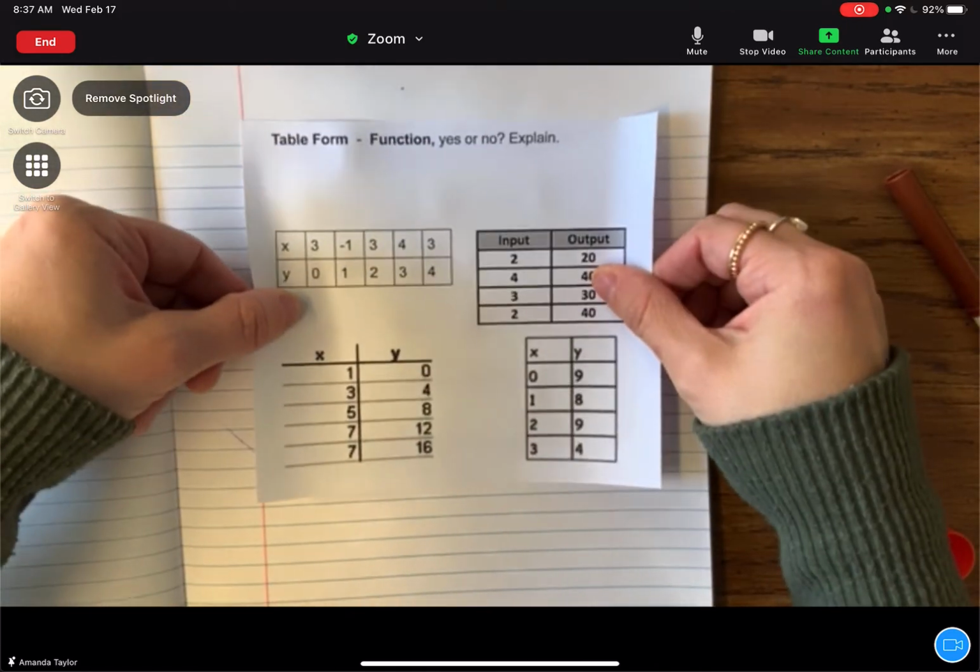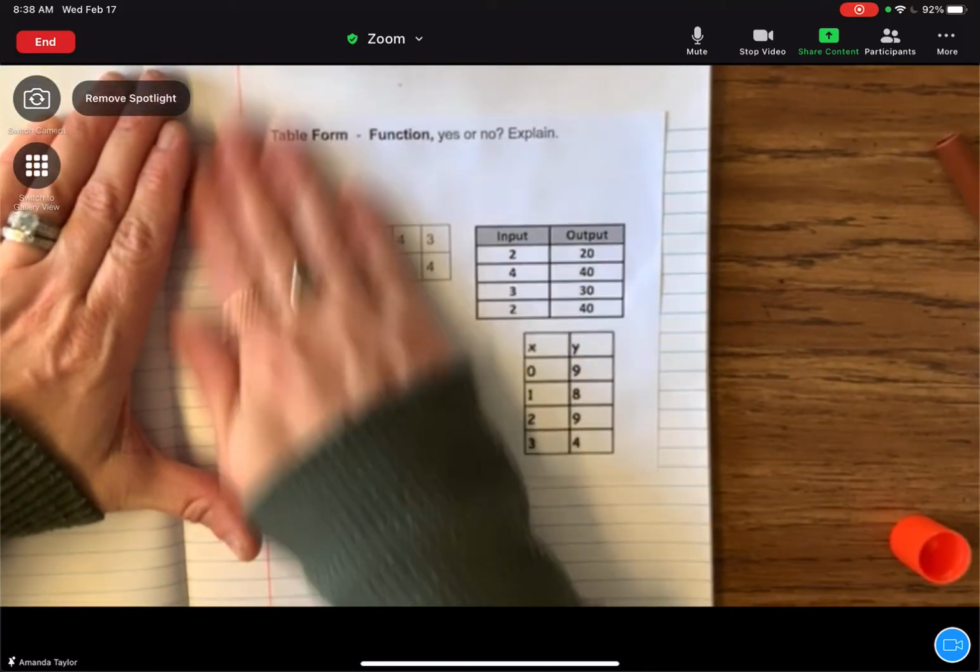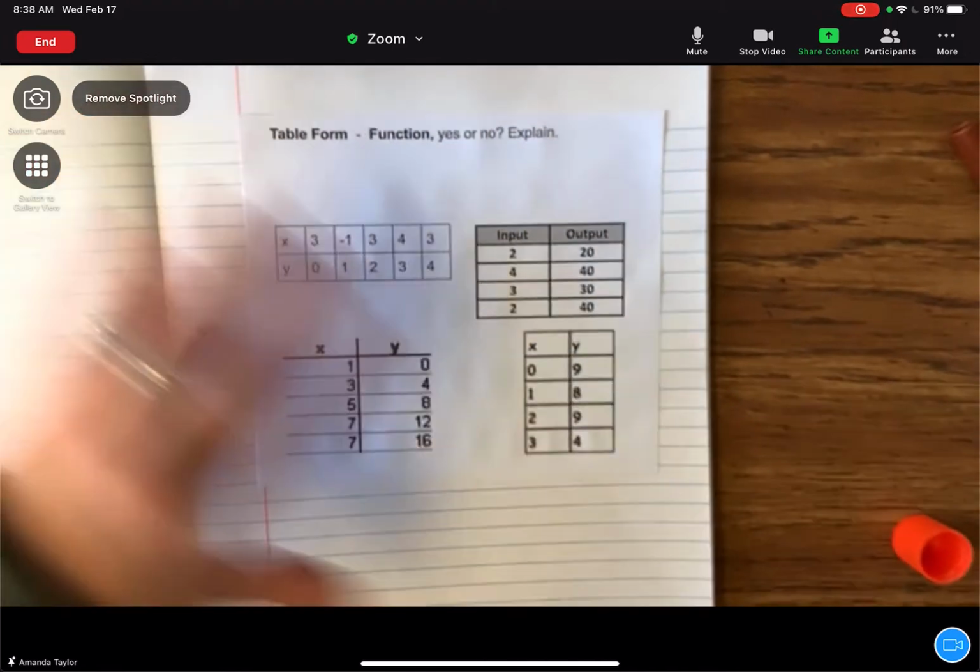This just gives my third block plenty of time to get it glued in and prepared for.